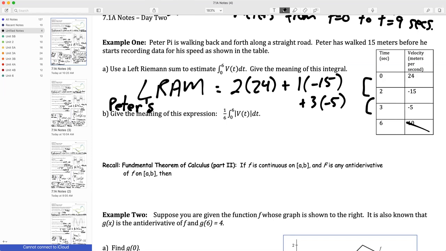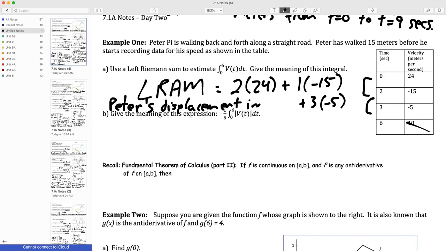Peter's, what is this? What is the integral from 0 to 6 of, hold on. We talked about 3 things yesterday. We talked about displacement. We talked about total distance. We talked about position. So which one is this? This is the displacement. Peter's displacement.